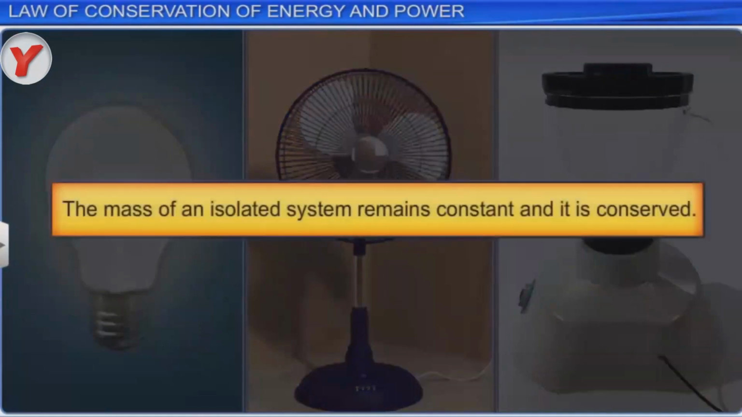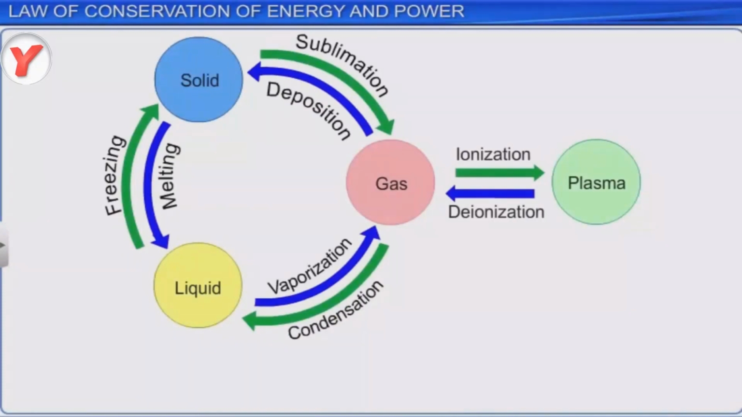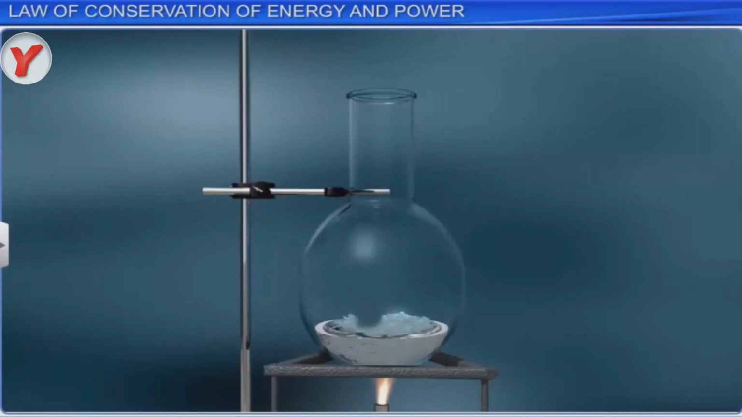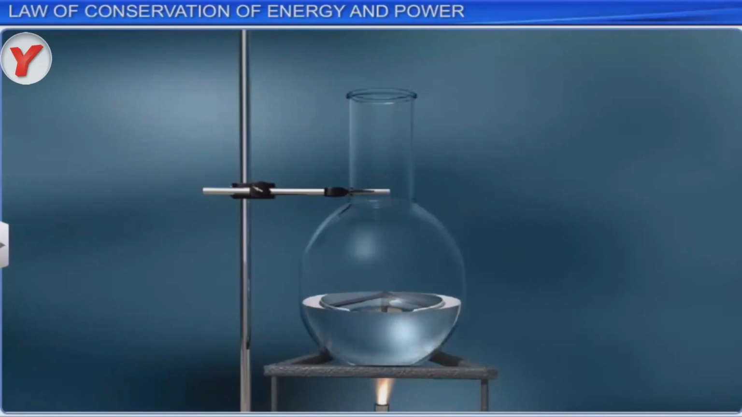Till the late 19th century, physicists were of the view that the mass of an isolated system remains constant and it is conserved. They believed that matter can be neither created nor destroyed. It can only change from one form to another. For example, when water is frozen, it turns to ice. The ice melts to water. And when water is heated, it turns to vapor. In all the three forms, the mass of the system remains the same.